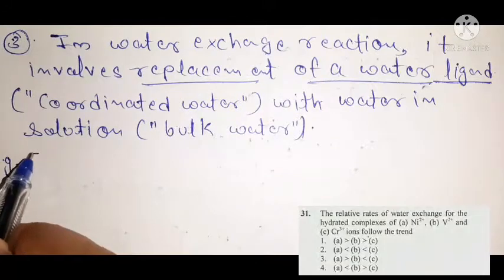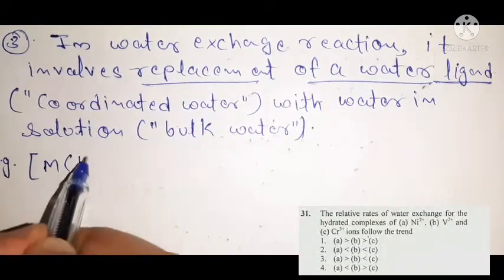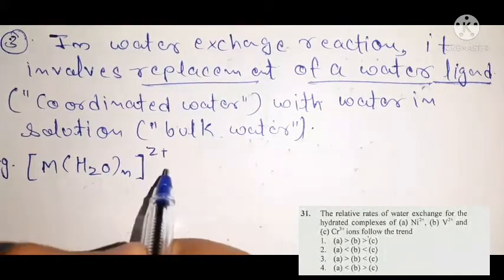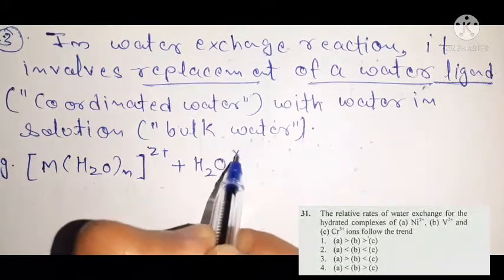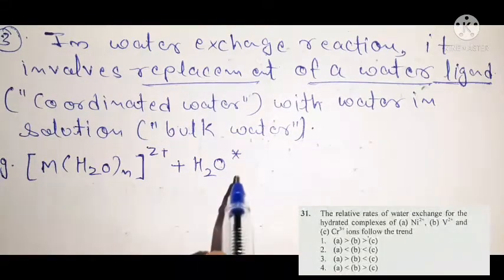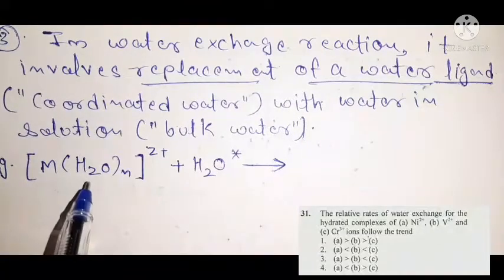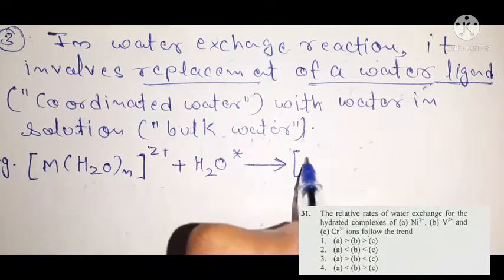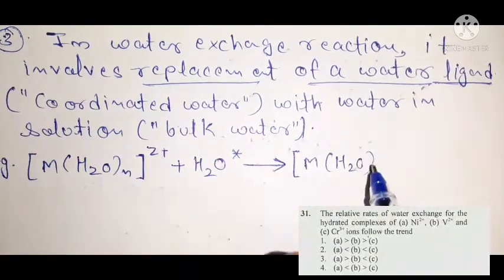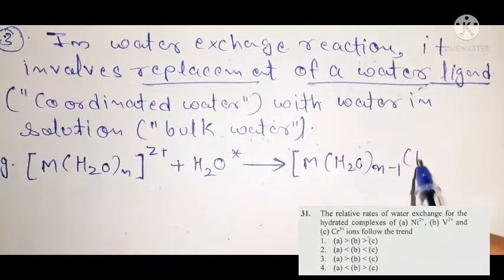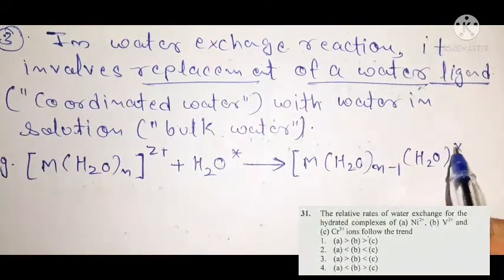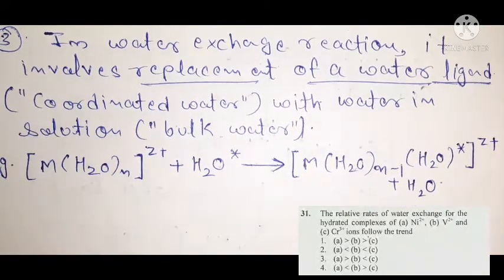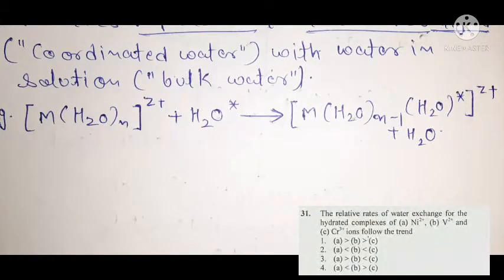Suppose we have a complex of a metal ion, which is a hydrated complex, and it reacts with this water. This is water present in solution. So there is a replacement of one of the H2O of this complex ion by this H2O. This will be N minus 1 and this will be H2O star plus H2O. So this is a general water exchange reaction.